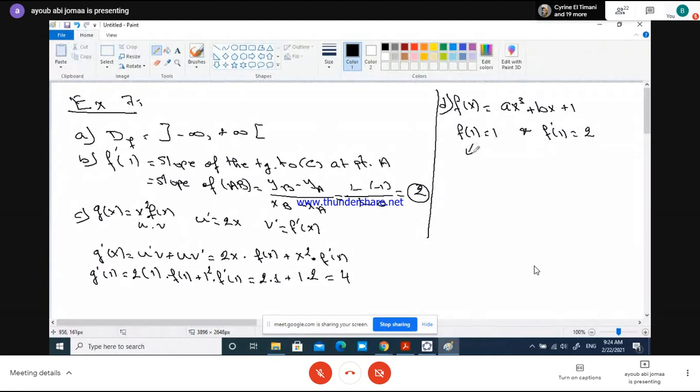The first one, f of 1 is equal to 1, gives the following. Replace x by 1 here: a times 1 to the power 3, which is a. I'm going to write it in detail: 1 to the power 3 plus b times 1 plus 1 is equal to 1. This means that a plus b is equal to 0. This is the first equation. How do we get 0? Move 1 to the right side, and you get 0. 1 to the power 3 is 1, a times 1 is a, b times 1 is b. So a plus b is equal to 0.